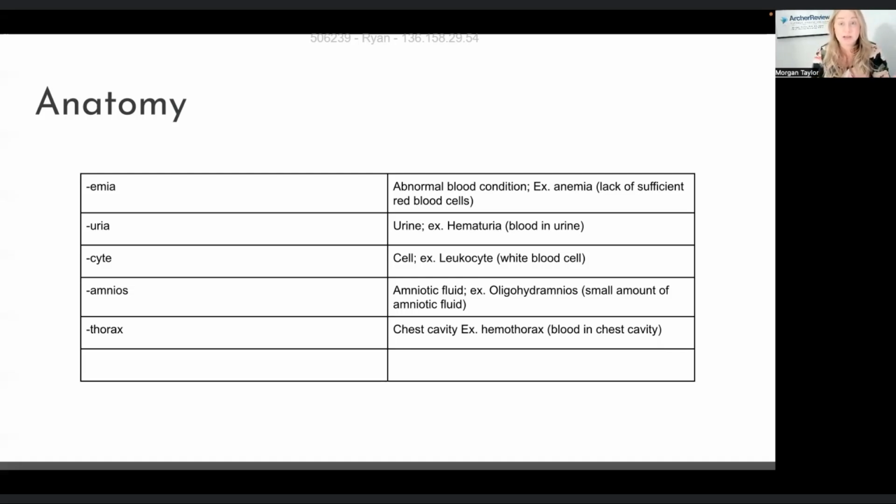If we see a word ending in site, we're talking about a cell. Ending in amnios, we're talking about amniotic fluid. And ending in thorax, we're dealing with the thoracic cavity, the chest cavity. A hemothorax, blood in the chest cavity. A pneumothorax, air in that pleural space in the chest cavity.